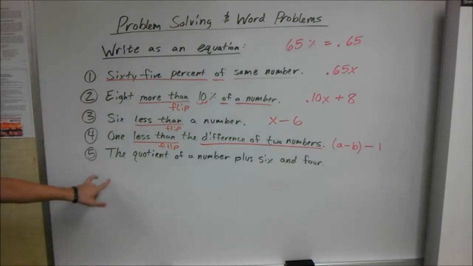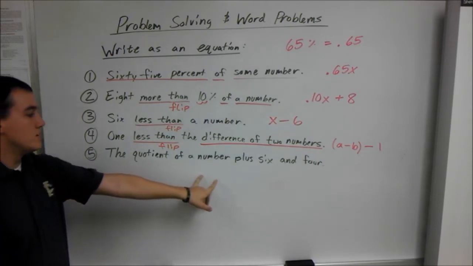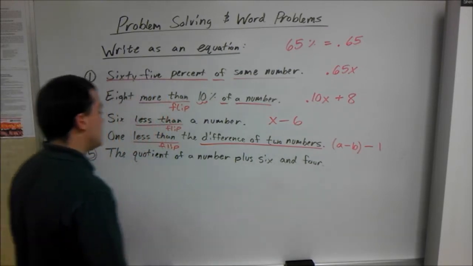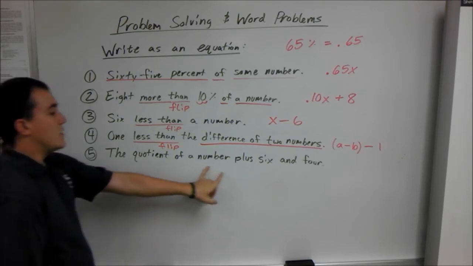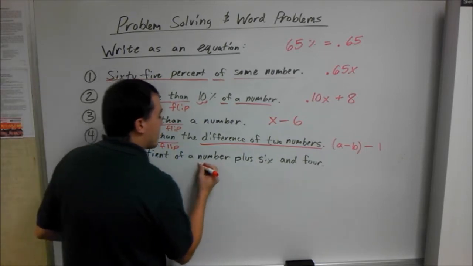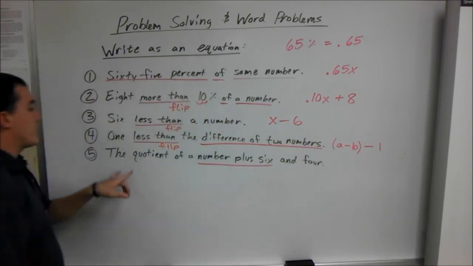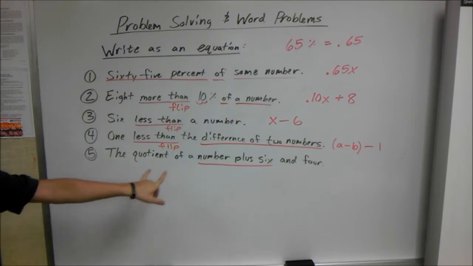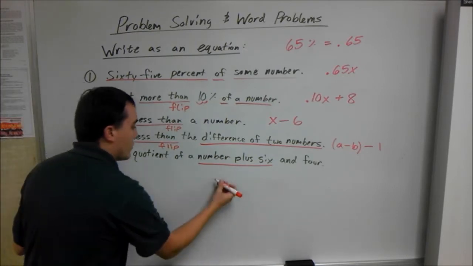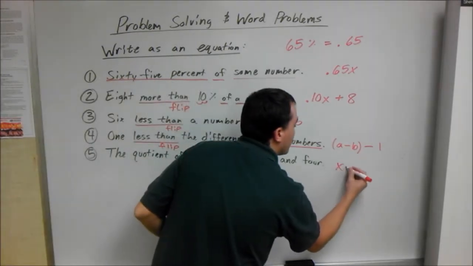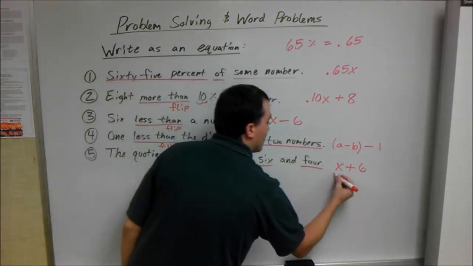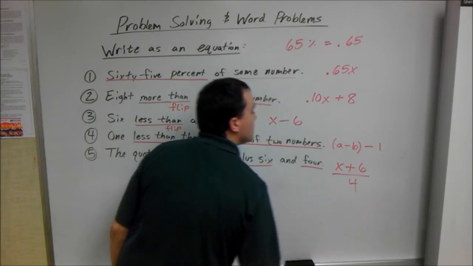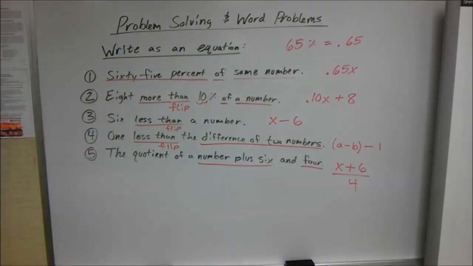And then the last one of these, the quotient of a number plus 6 and 4. Quotient means divide, but a number plus 6, that's going together. So we have the quotient, means divide, a number plus 6, so we could say x plus 6, and 4. So divided by 4. And that's what it wants for that one.